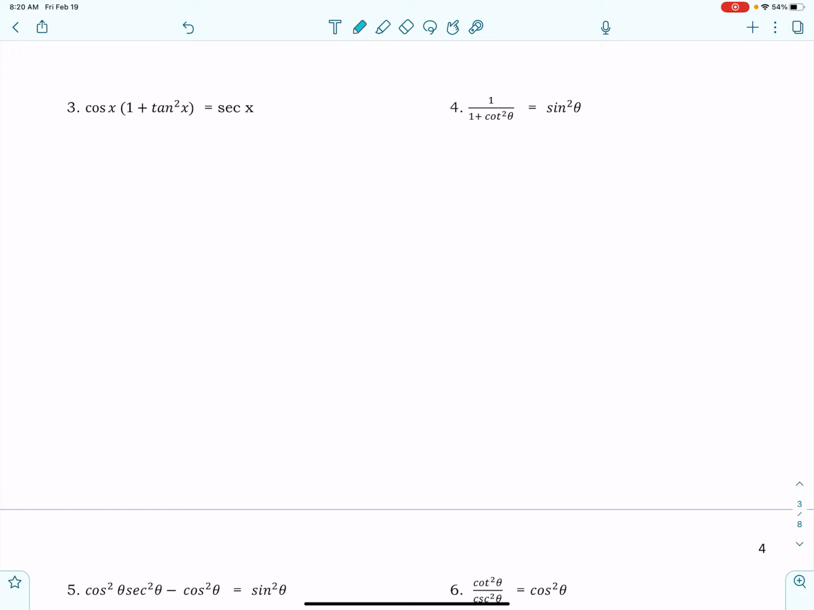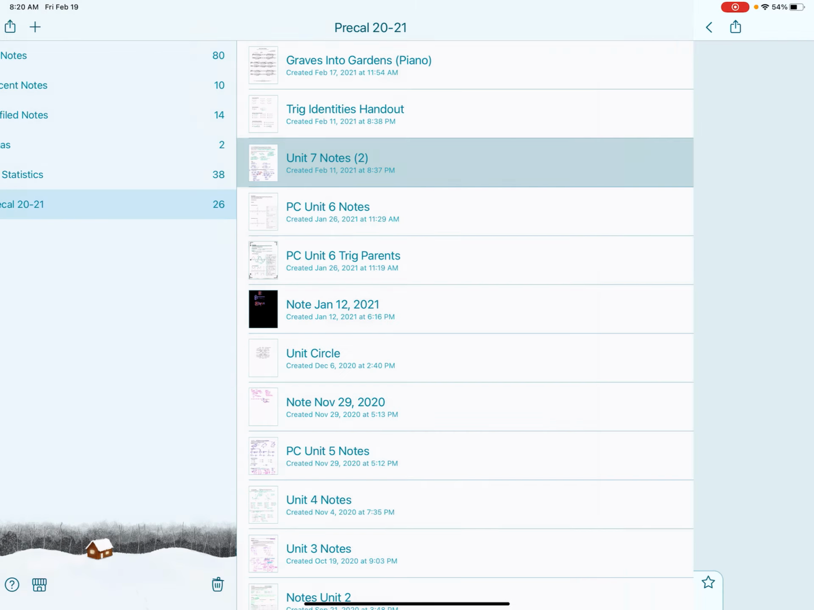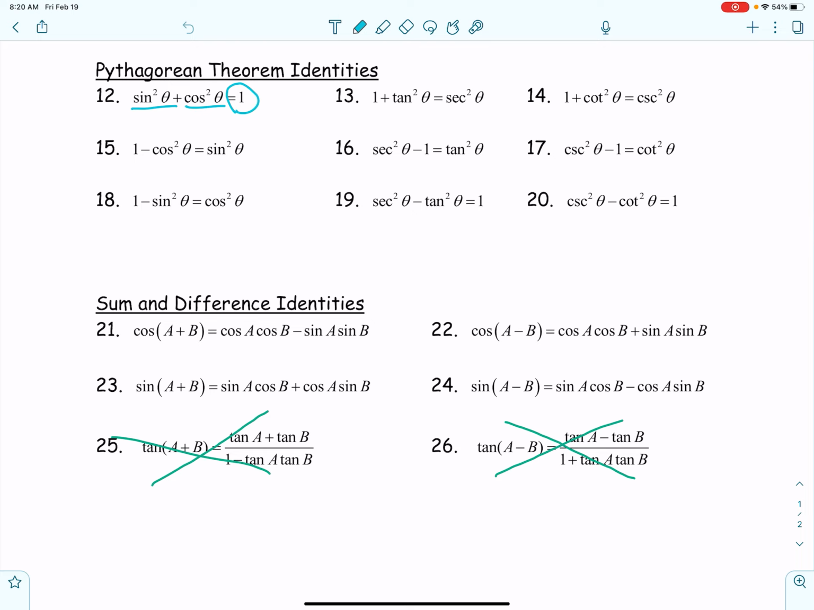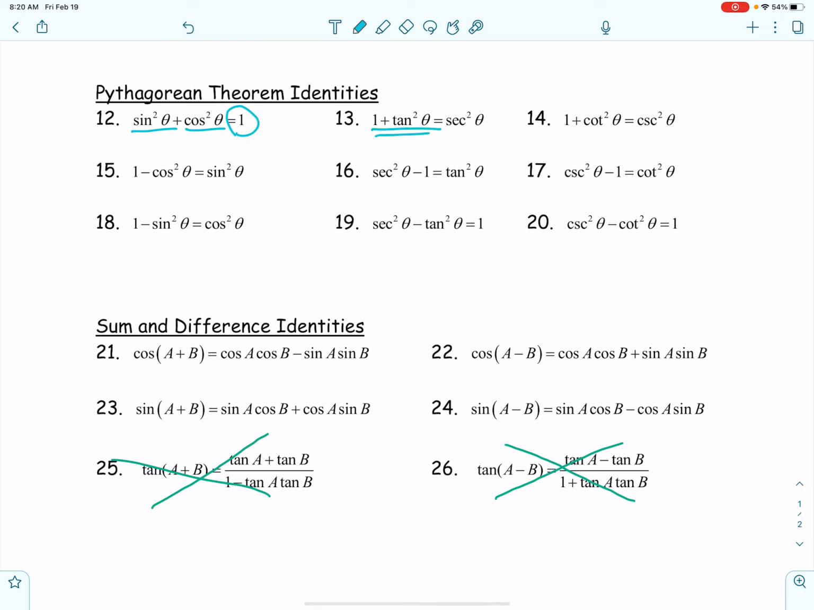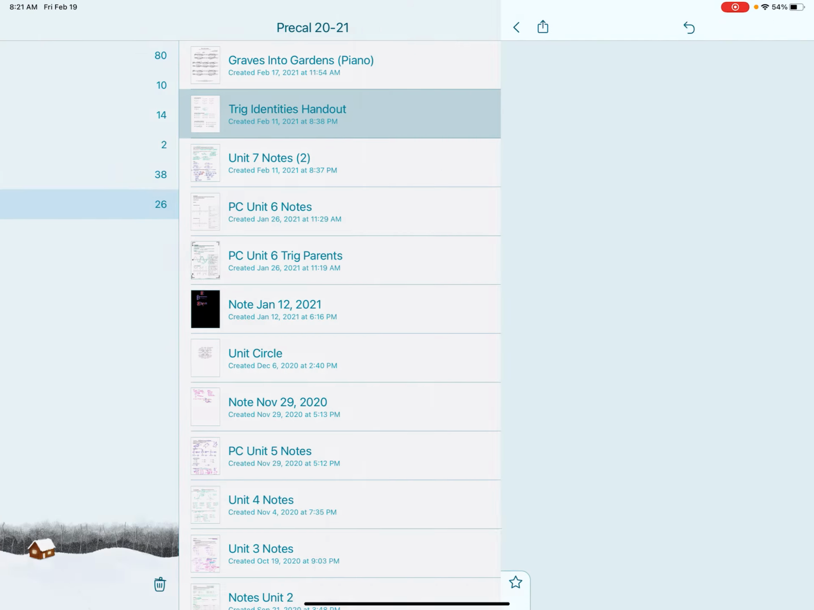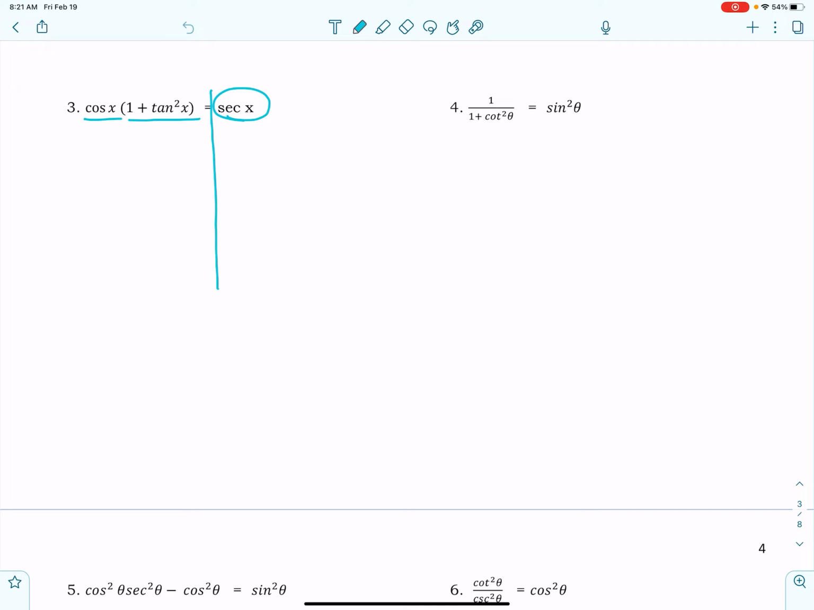All right, let's look at the next one. Number 3, we have cosine x times 1 plus tangent squared x, and I want it to look like secant x. I'm going to draw a line here. I've got tangent squared x, so I'm going to go to my identity sheet and look at my Pythagorean identities to see if I can replace that. Sure enough, I can, because identity number 13 is exactly what I have, and I can replace it with secant squared. So I'm going to write cosine x times secant squared x. That, of course, is just the Pythagorean identity.